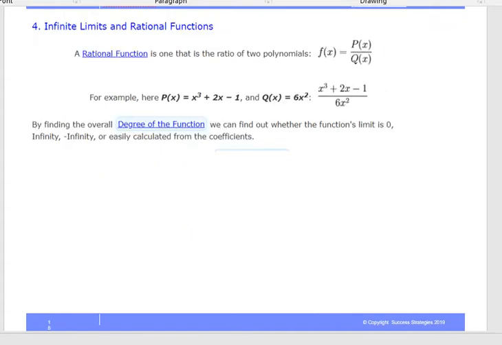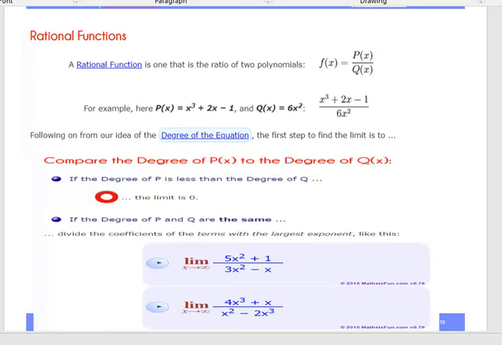Next is infinite limits and rational functions. So in this question, this is p(x) by q(x). Now we will be dealing with rational functions where we have 2 separate functions and their division is giving us another function which is a rational function. A rational function is the one that is the ratio of 2 polynomials. Now comparing the degrees of p(x) to q(x), as you can see that the degree of p is less than degree of q.